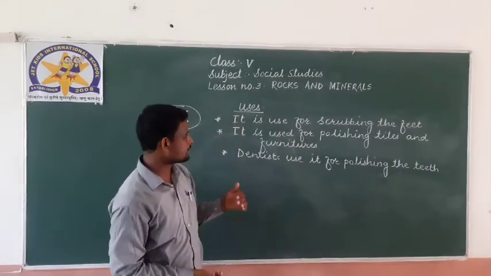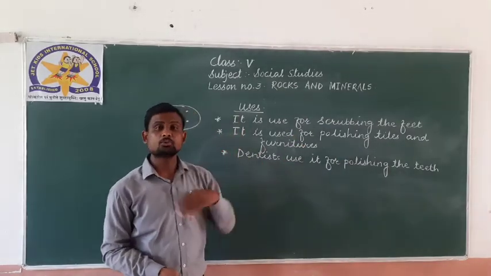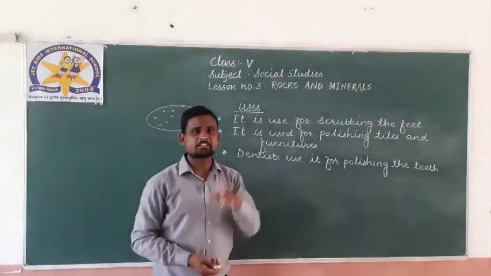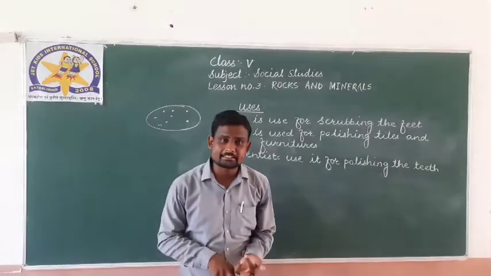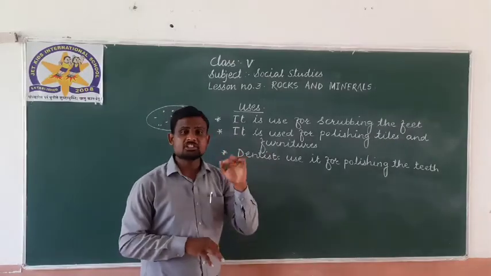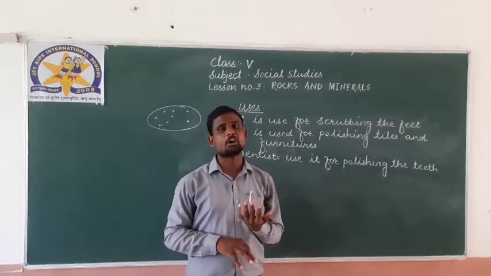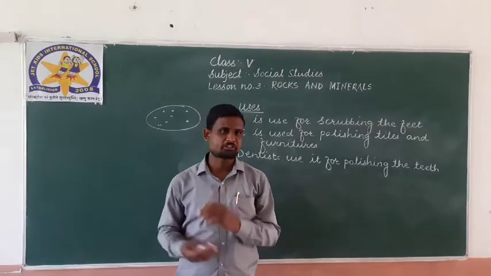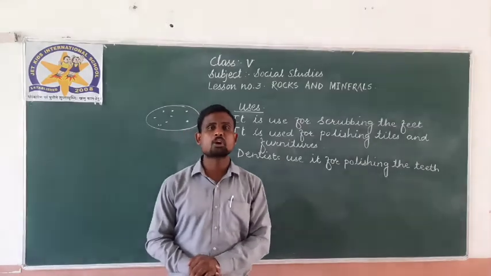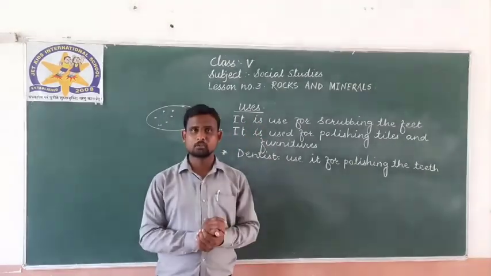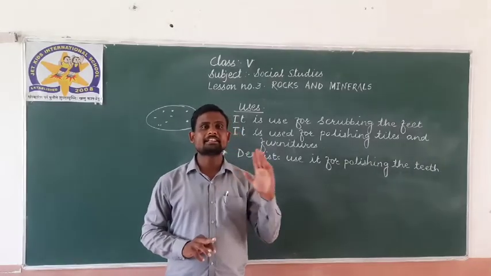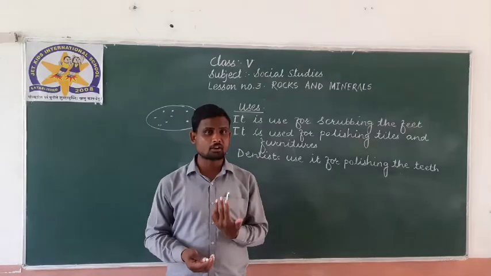Okay. After that, their uses. Where do we use the pumice rocks? Pumice rocks are used for scrubbing the feet. After that, they are used for polishing the tiles and polishing the furnitures. And dentists also use these pumice rocks for polishing the teeth of the patient. Okay. Now here we have learned all the information about pumice rocks. Now the next rocks we have to see are obsidian rocks. Now, what are the obsidian rocks? We will see.